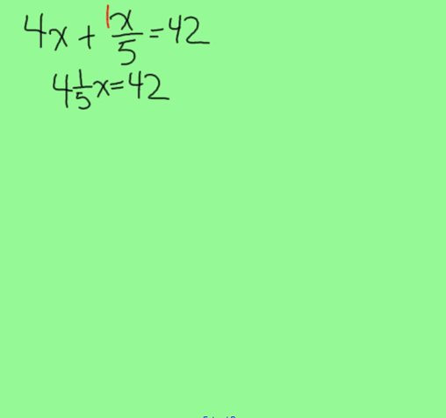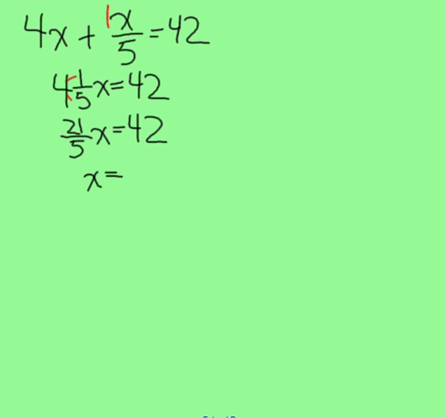Now, in algebra, those mixed numbers are not really very handy. So I'm going to want to change this to an improper fraction. 5 times 4. So working from the bottom, 5 times 4 is 20, plus the 1 is 21. 21 fifths x equals 42.